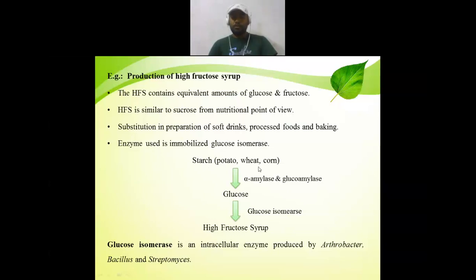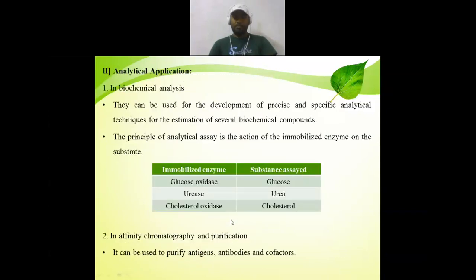From starch of potato, wheat or corn, we can use alpha amylase and glucoamylase, which can produce glucose. And this glucose, after mixing with the enzyme glucose isomerase, will produce high fructose syrup. This glucose isomerase is an intracellular enzyme produced by Arthrobacter, Bacillus and Streptomyces. These are the sources of this glucose isomerase.